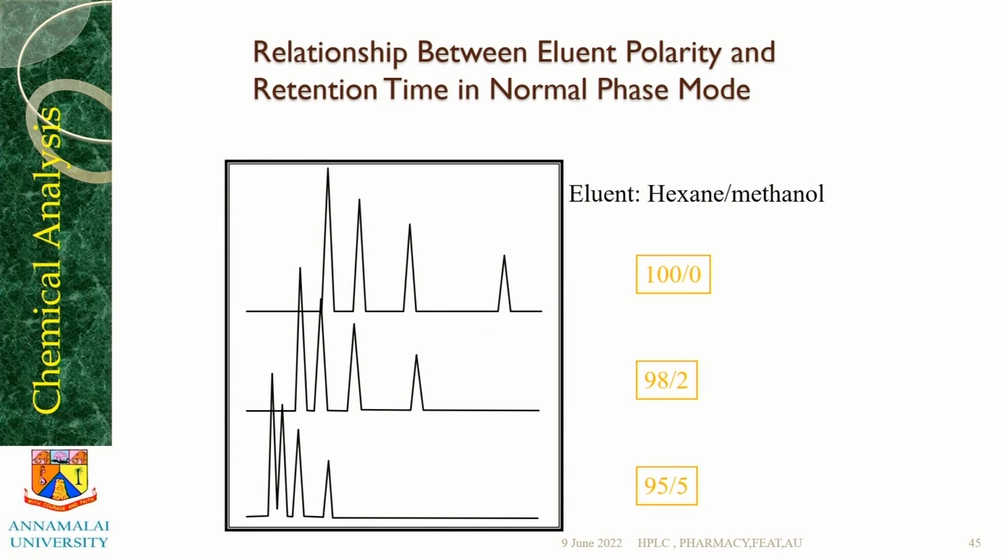Relationship between eluent polarity and retention time in normal phase. The normally used solvents in normal phase are hexane and methanol. At a hexane to methanol ratio of 100 to 0, the retention time is 10 minutes in the first graph, and in the second graph it takes 6 minutes when you increase the methanol ratio. When you increase the methanol ratio further to 5, the retention time is further reduced to half, that is 5 minutes itself. In the third graph, you can see in 5 minutes itself, all the 4 components are getting separated.